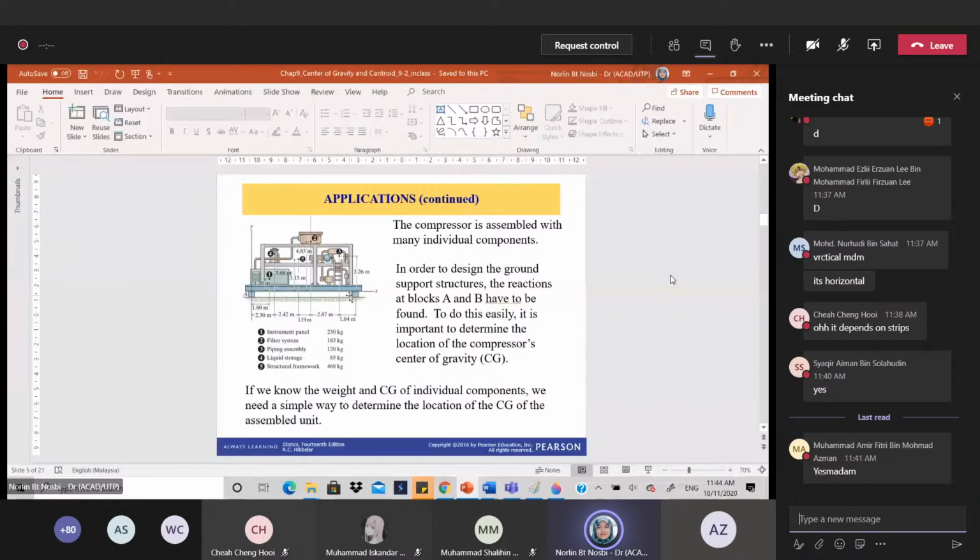How do you find the center of gravity in the system, in the structure? How do you find the centroid? This can be known as a composite body because there are a lot of shapes and different weights. So you want to locate the centroid, and then find the center of gravity, the center of mass. So how do you find it?